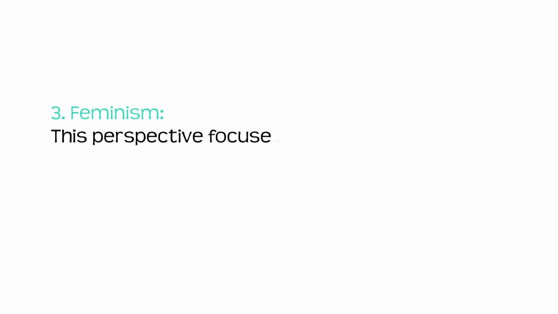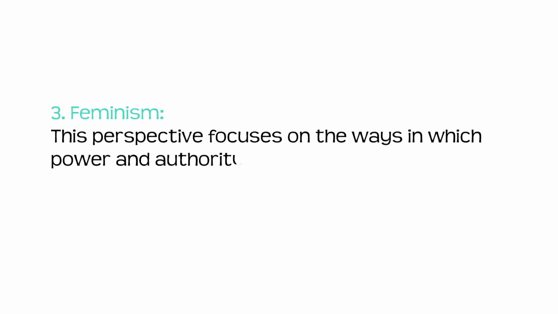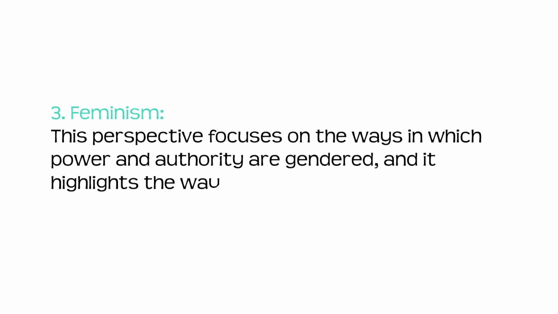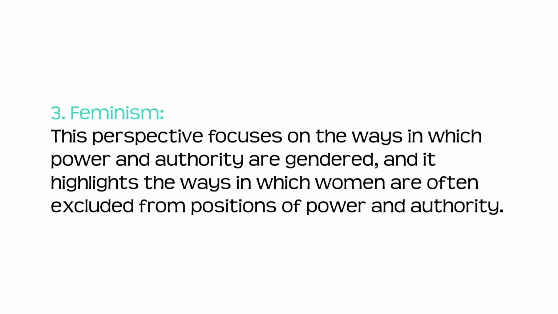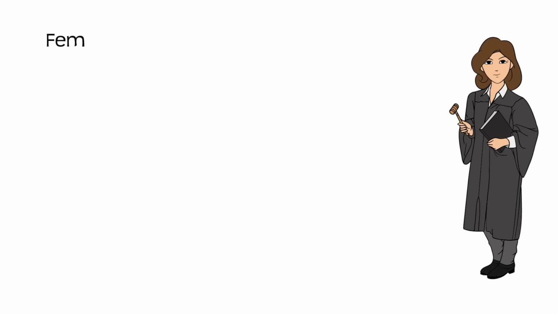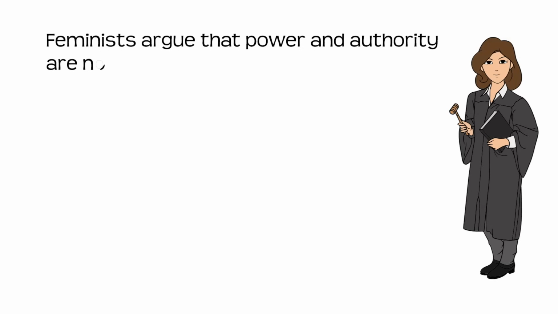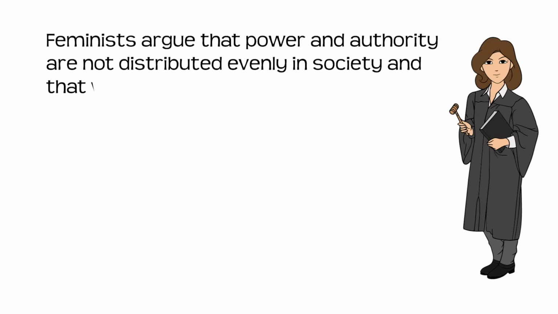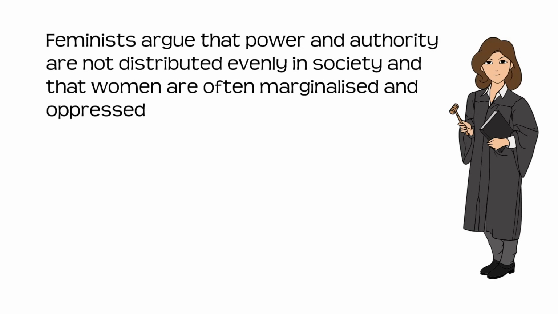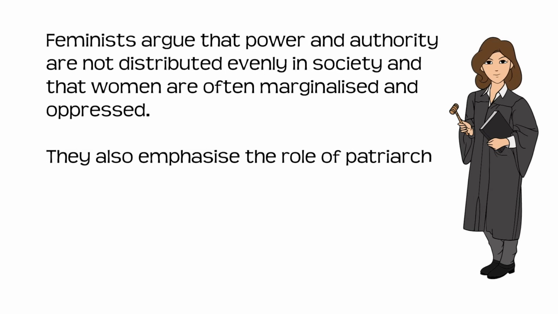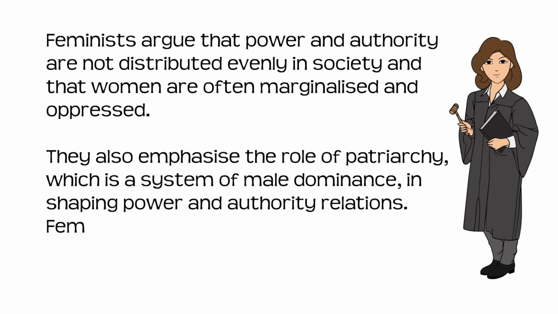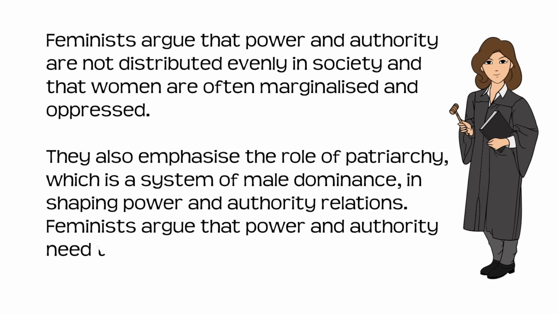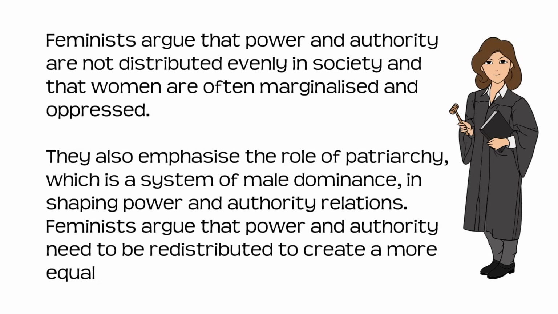Number 3, feminism. This perspective focuses on the ways in which power and authority are gendered, and it highlights the ways in which women are often excluded from positions of power and authority. Feminists argue that power and authority are not distributed evenly in society, and that women are often marginalised and oppressed. They also emphasise the role of patriarchy, which is a system of male dominance, in shaping power and authority relations. Feminists argue that power and authority need to be redistributed to create a more equal and just society.